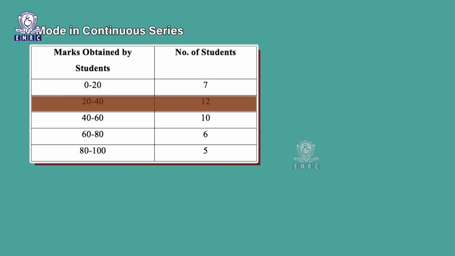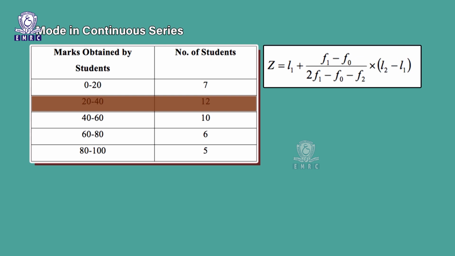Mode is the most repeated frequency in the series. If we see the problem, in the series 12 students have secured marks between 20 to 40. So, 12 is going to be our modal group. Now, we have to use the formula to calculate the modal value.